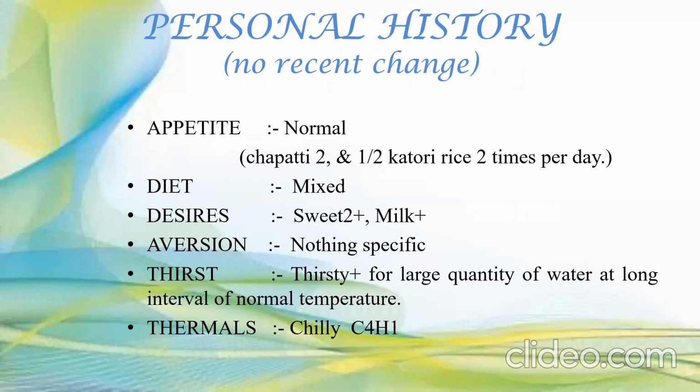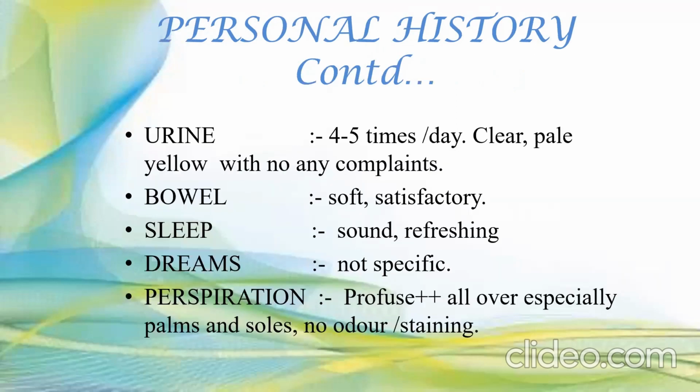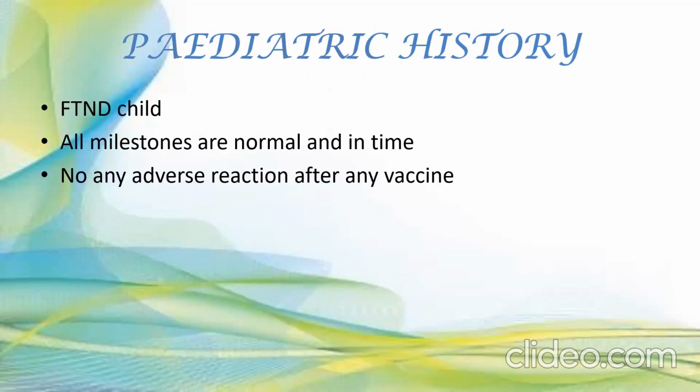Patient was thirsty, chilly. Perspiration is profuse all over, especially palms and soles. Pediatric history: it is a full-term child. All milestones are normal and in time. No adverse reaction after any vaccine.